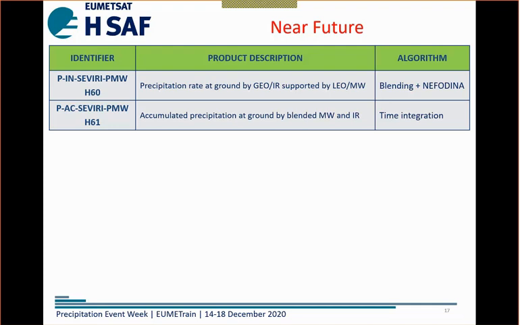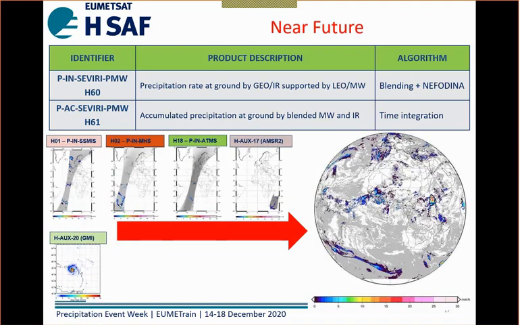But in the near future, H03 and H15 will be discontinued, and their place will be taken by H60, where the two are combined. So we will have an algorithm that will take as input all the available precipitation microwave estimations, and with a different treatment of convective clouds, as I explained before.